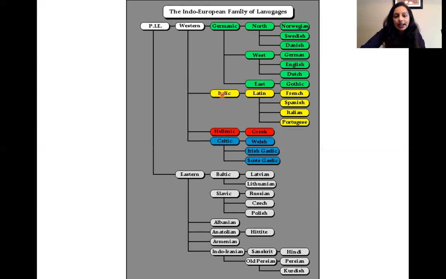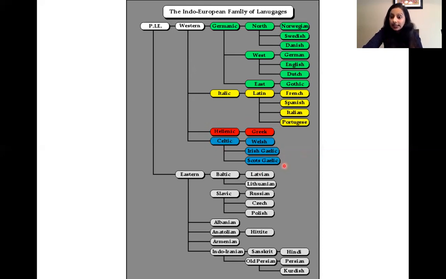And then in Italic, you have Latin. And then in the Latin branch, you have French, Spanish, Italian, and Portuguese. So you can see how removed English is from, say, French, Spanish, Italian, even though there are similarities. But French, Spanish, Italian, and Portuguese originated from Latin, but English did not, right? That's the main difference. And then the Hellenic branch is Greek, and the Celtic branch is Welsh, Irish Gaelic, and Scots Gaelic.